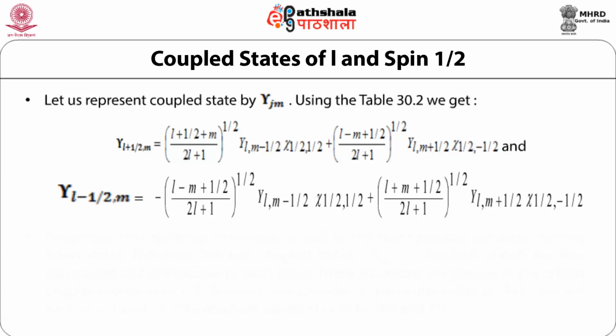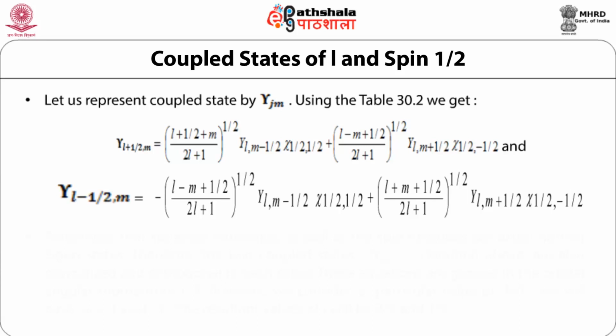Here again Y_L,m with different values of m and xi_s,m_s with different values of s and m_s are the spherical harmonics and the spin part that we are using, and the subscripts correspond to the value of L and m_l for the spherical harmonic term, and the subscripts correspond to the spin term s and the magnetic spin term m_s for the spin term.